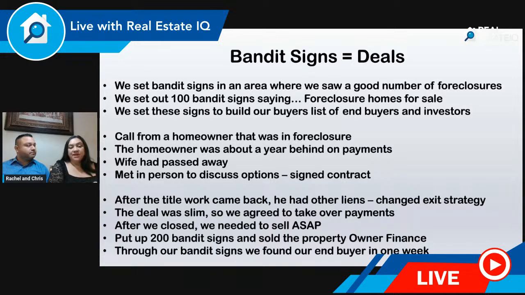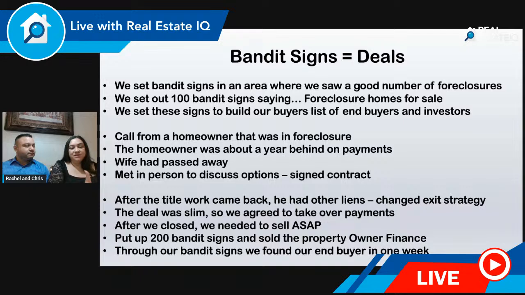So we went ahead and used bandit signs again, in the same area. But this time we changed our message and put owner finance available. And yeah, we found our end buyer. It was very quick, very easy. I don't want to make it seem like it's always going to be quick and easy, but this one was. So it was great.